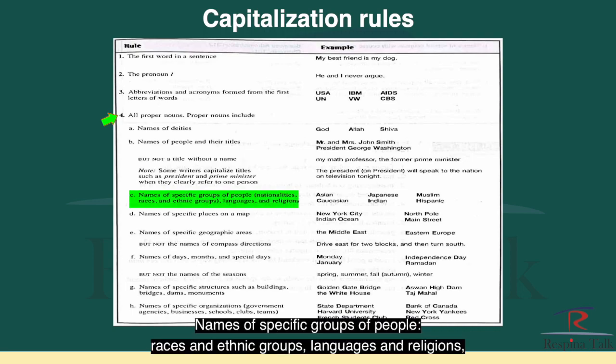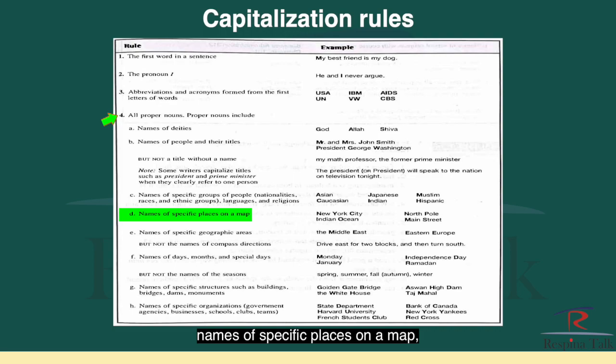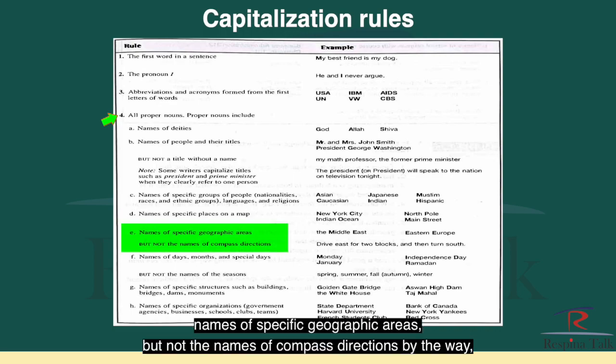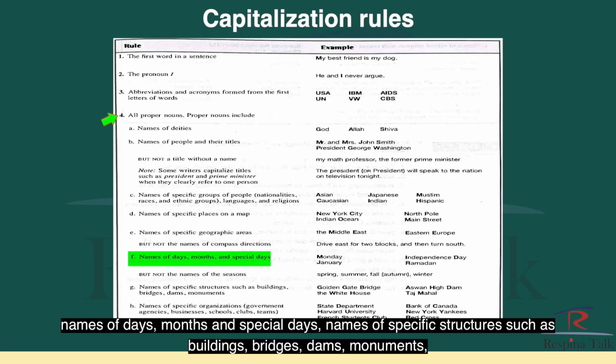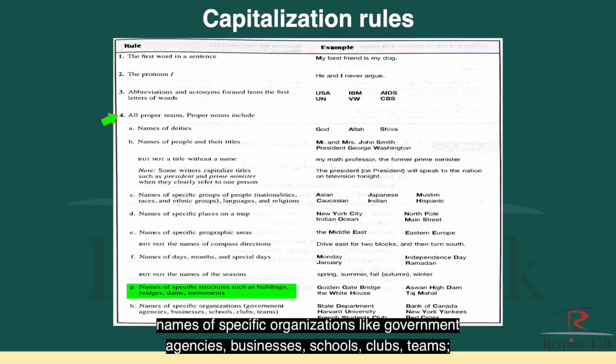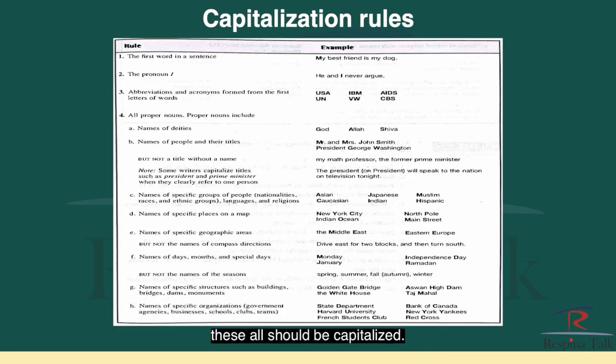Names of specific groups of people, races and ethnic groups, languages and religions, names of specific places on a map, names of specific geographic areas, but not the names of compass directions, by the way. Names of days, months, and special days, names of specific structures such as buildings, bridges, dams, and monuments, and names of specific organizations like government agencies, businesses, schools, clubs, and teams. These all should be capitalized.